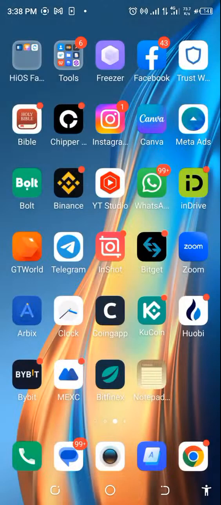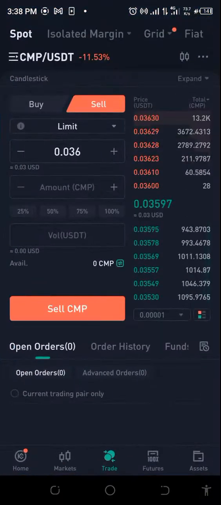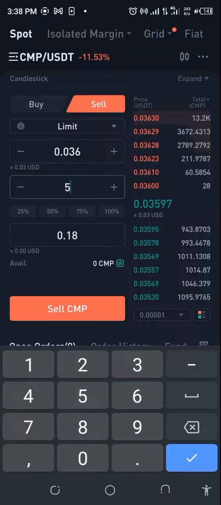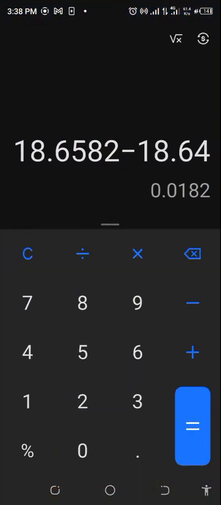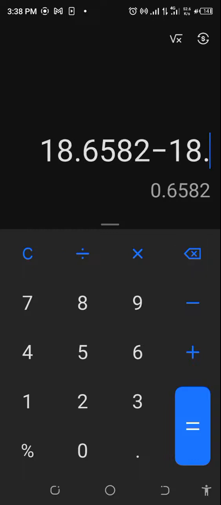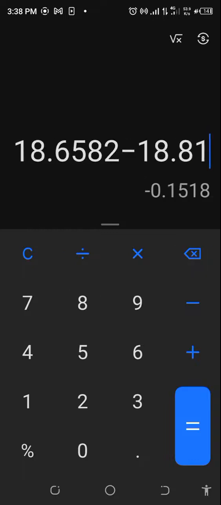Let's just quickly check before I waste too much time doing all the 522. That's 522.64. Am I right? Yes. So we're going to get 18.81. Okay, let's just see. 18.81. Let's go ahead. No, 18.81. Okay, that looks like we are going to get 15 cents.